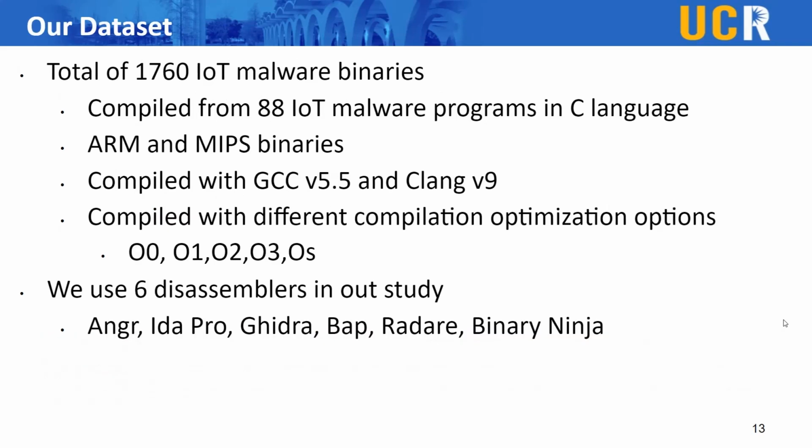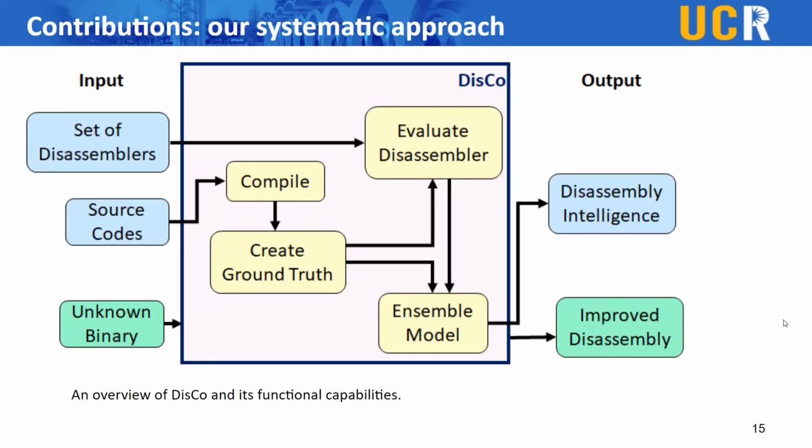In our dataset, we have a total of 1,760 IoT malware binaries, which were compiled from 88 IoT malware programs in the C language. All these binaries belong to either the ARM or the MIPS architecture, and they have been compiled with either GCC version 5.5 or Clang version 9. They have been compiled with different compilation optimization options as well. In this study, we have used a total of 6 disassemblers. They are Angr, IDA Pro, Ghidra, BAP, Radare, and Binary Ninja.